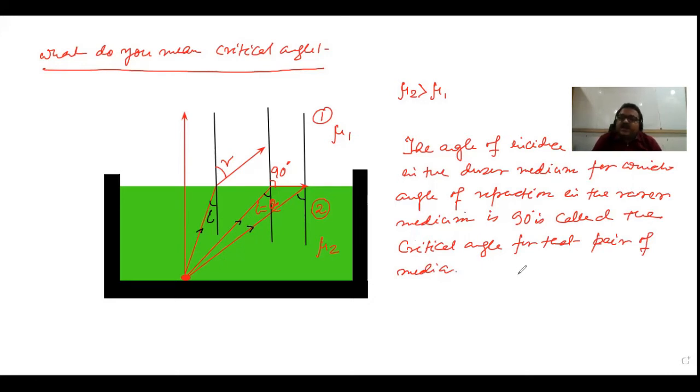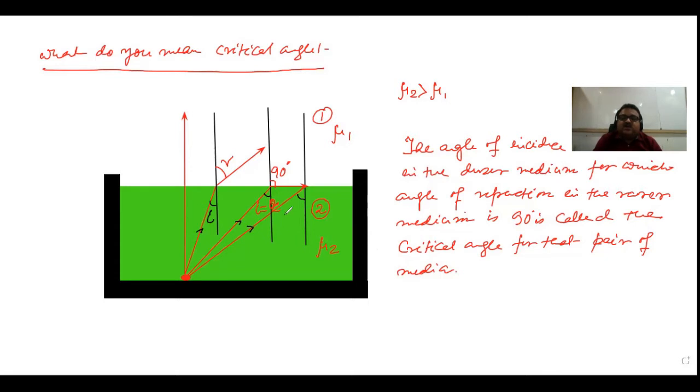Okay, that means pair of media means what? If I interchange this medium, the value will be different. Correct? That is the meaning of the pair of media. Now let us try to establish a relation between critical angle and refractive index.